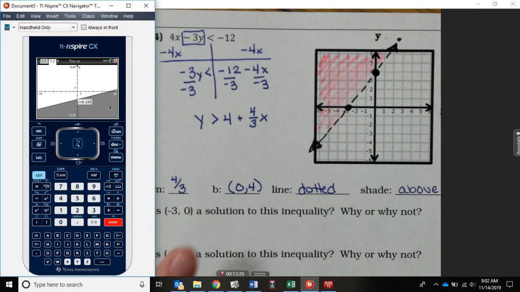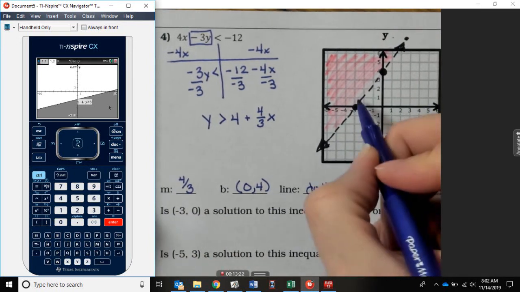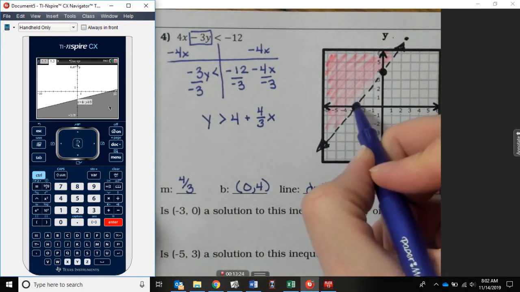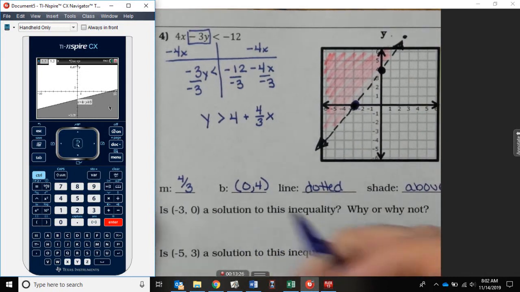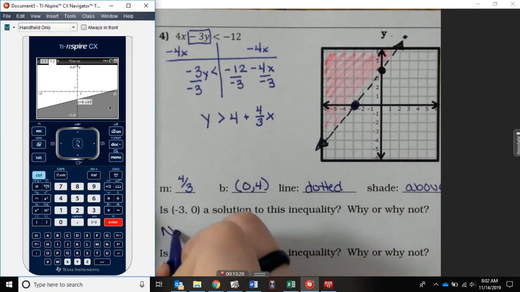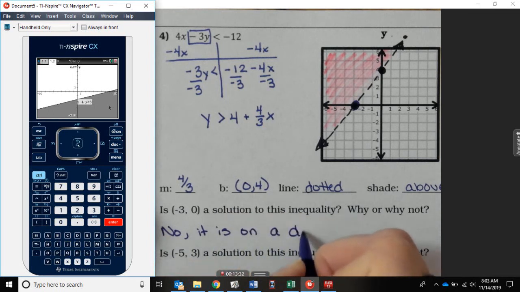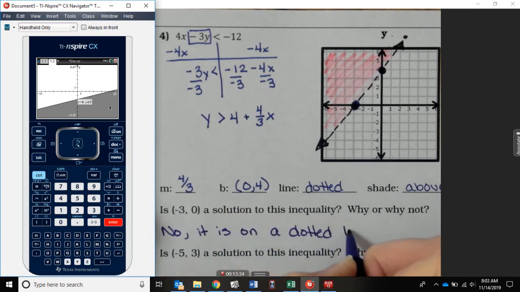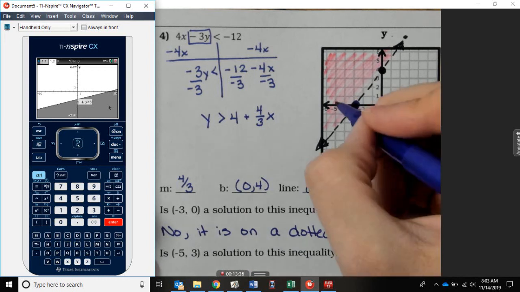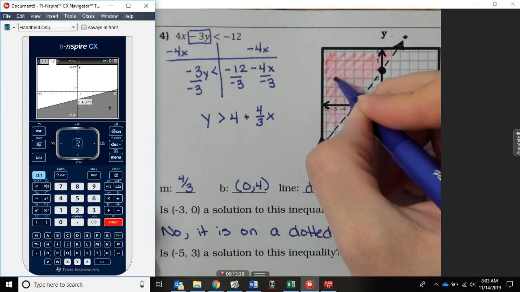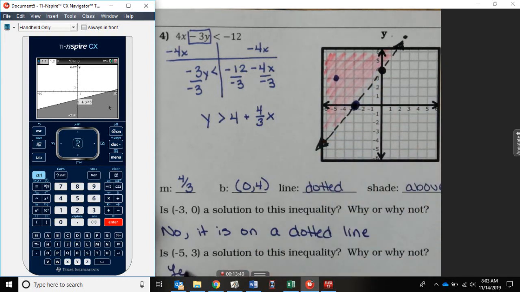So now let's plot the points. (-3, 0), which is this point right here. That's my x-intercept. And that is not a solution because it is on a dotted line. (-5, 3) is right here. And that is a solution because it is in the shaded area.